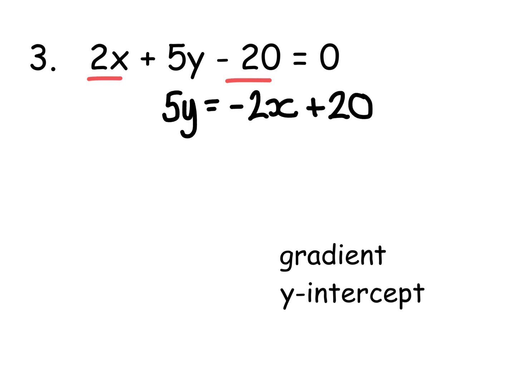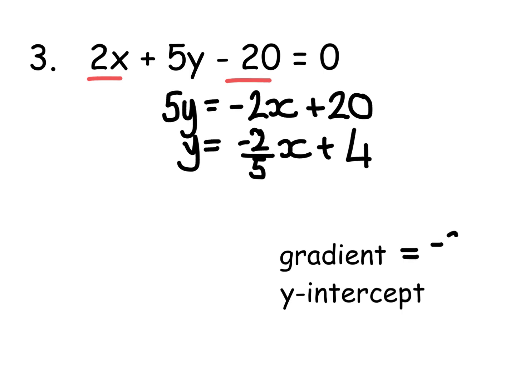And at this point you should be comfortable with whichever rearrangement method you do, whether it's balancing or change sides. Now we need to undo the times by 5, so we're going to divide each thing by 5. Remember, if it doesn't divide, you leave it as a fraction. So we've got -2/5 of x plus 20 divided by 5, which is 4. So the gradient is the value in front of the x, which is negative 2/5. And your y-intercept is the c value, (0, 4).